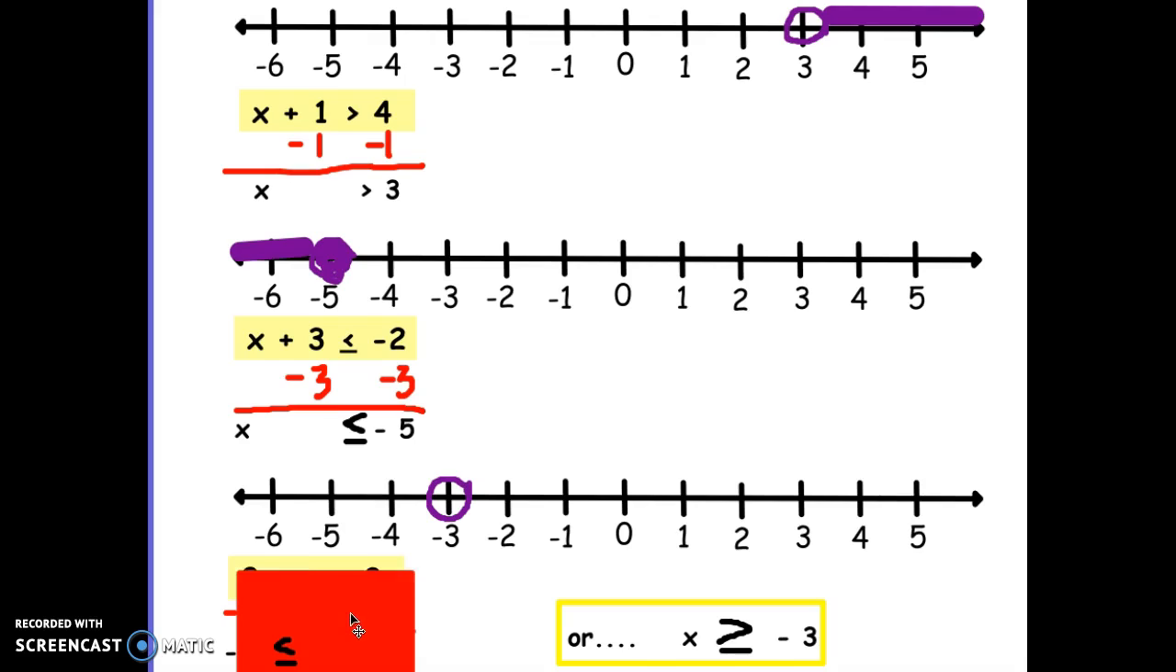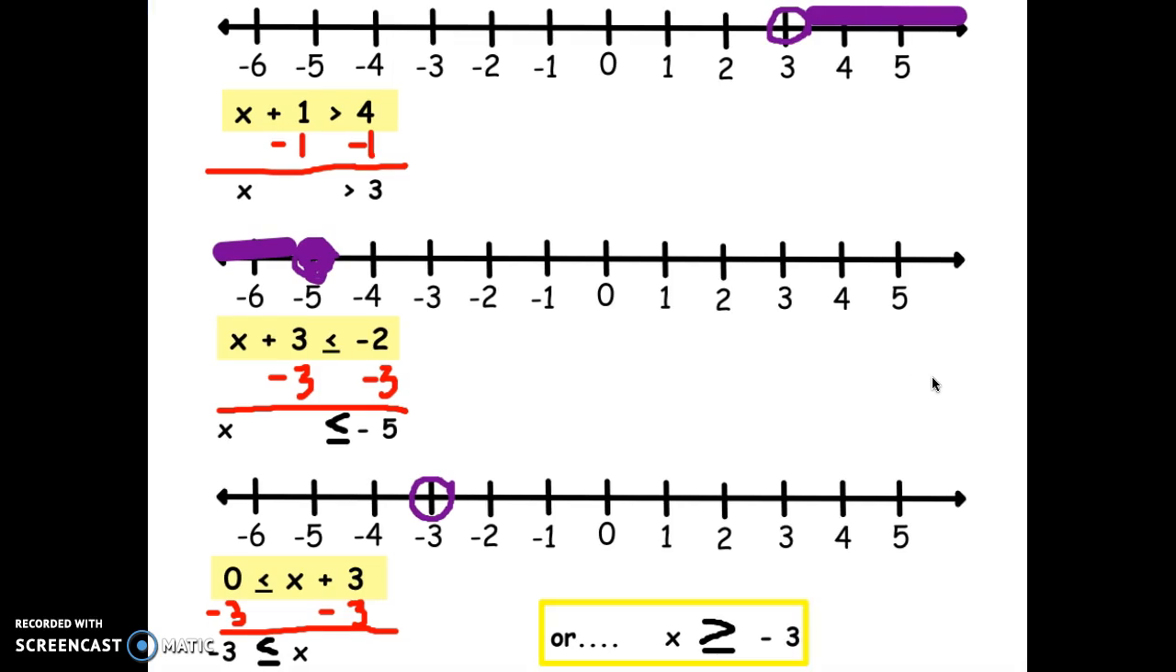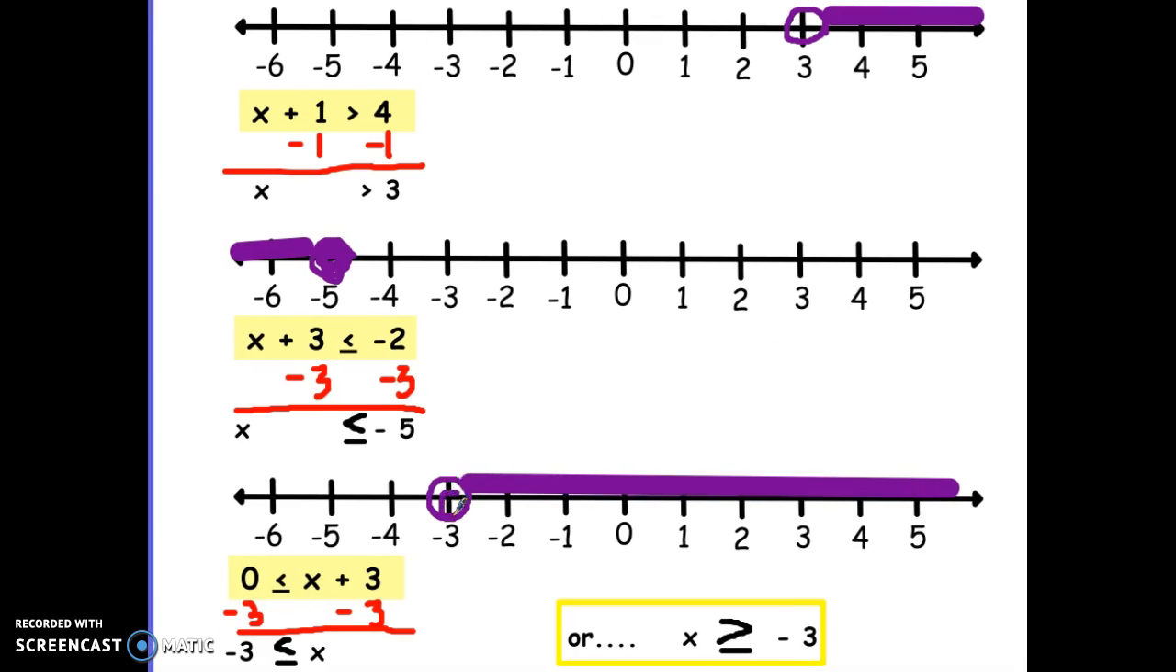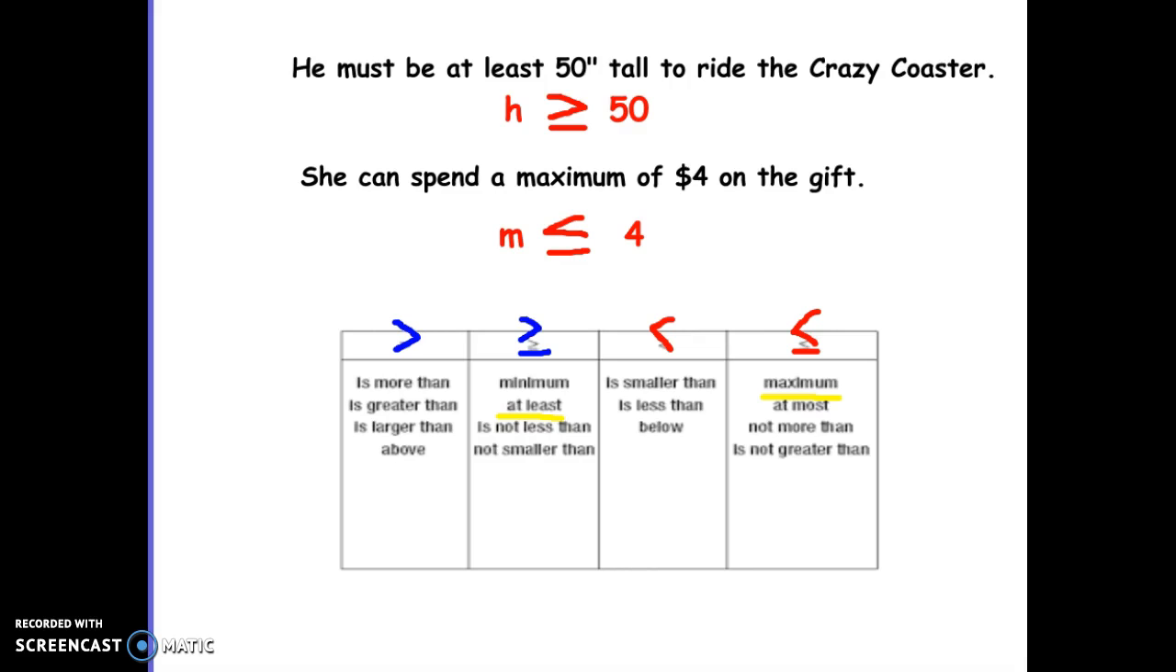And our last example here says 0 is less than or equal to x plus 3. Again, let's try to get the x on one side and the numbers on the other. So we're going to subtract 3 from both sides. Now we have negative 3 is less than or equal to x. You can rewrite this inequality as x is greater than or equal to negative 3. Do you see how I just flipped that? And if we did that, x is greater than or equal to negative 3 would go this way. And because it's greater than or equal to, we're going to have to color this dot in again, so it'll look just like that.